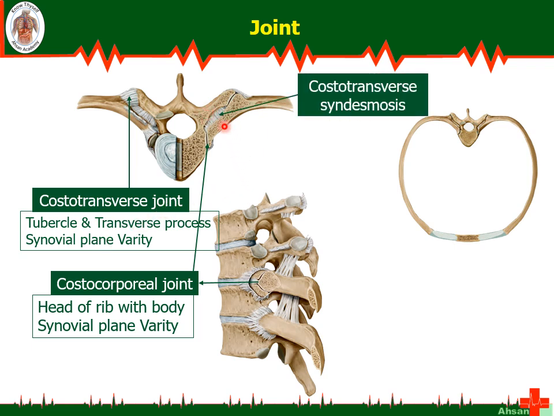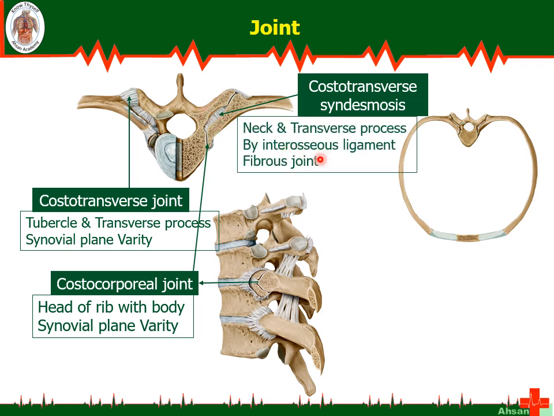You see this neck is connected to the transverse process by a ligament. This is lying between these two bones, so it is known as interosseous ligament. So this is another type of joint, and it is a fibrous type of joint, and this class is known as syndesmosis, the costotransverse syndesmosis. So there are three joints at the posterior end of the rib: costocorporeal, costotransverse, and costotransverse syndesmosis.